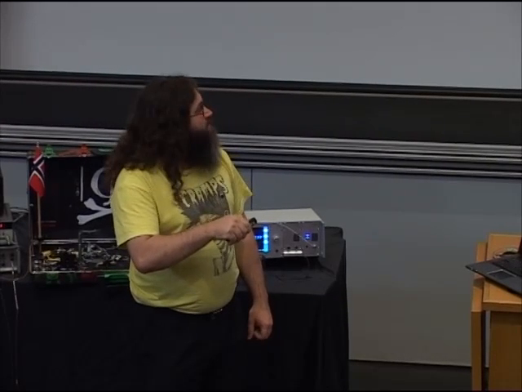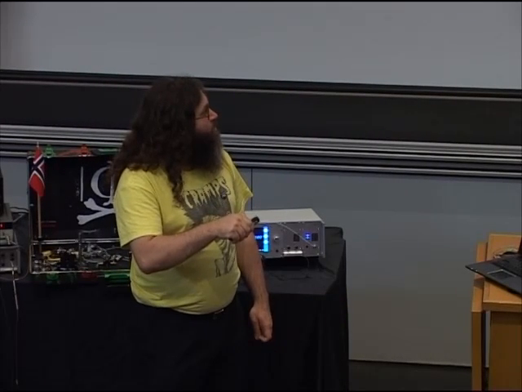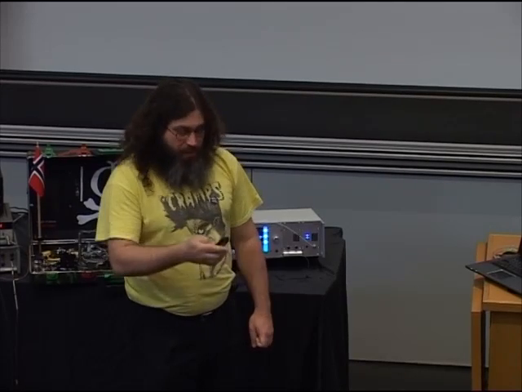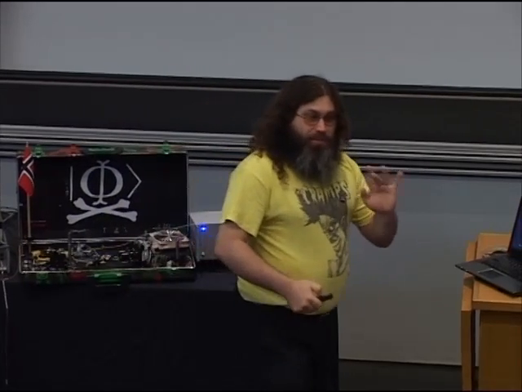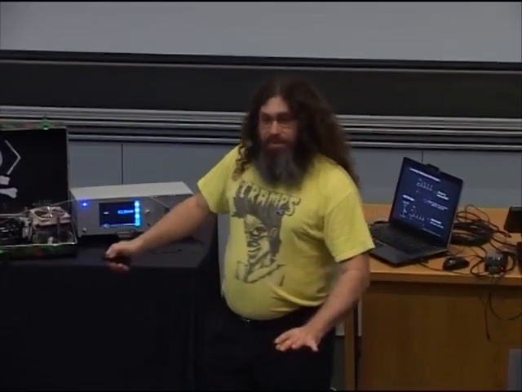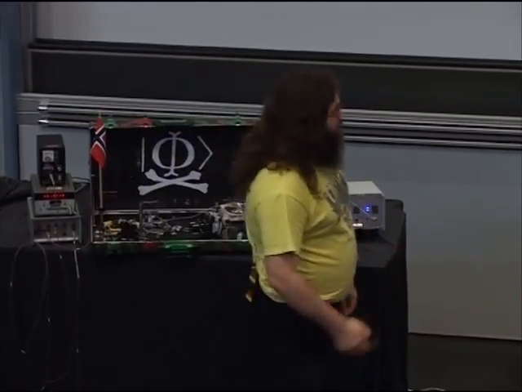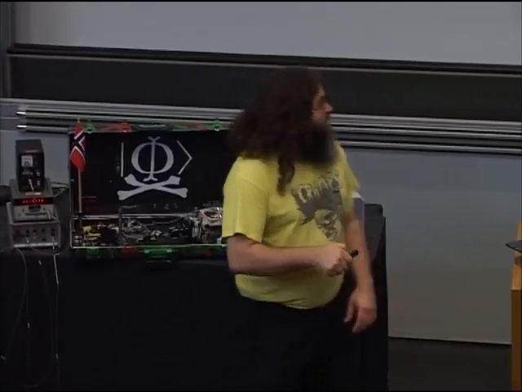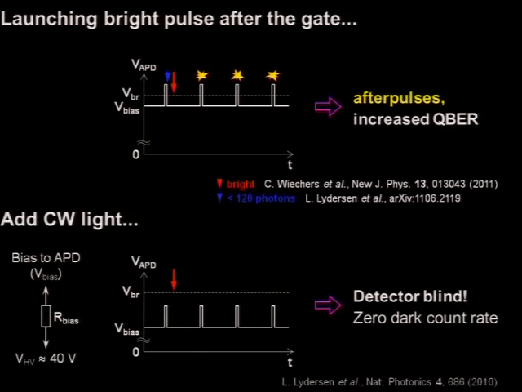And now the APD, even within the gate, is not in the Geiger mode. The voltage at the APD is always below breakdown. The detector becomes blind. It doesn't give any counts. It doesn't see single photons, no dark counts, no after pulses. But just as before, it would react with a classical threshold to a bright light pulse after the gate.